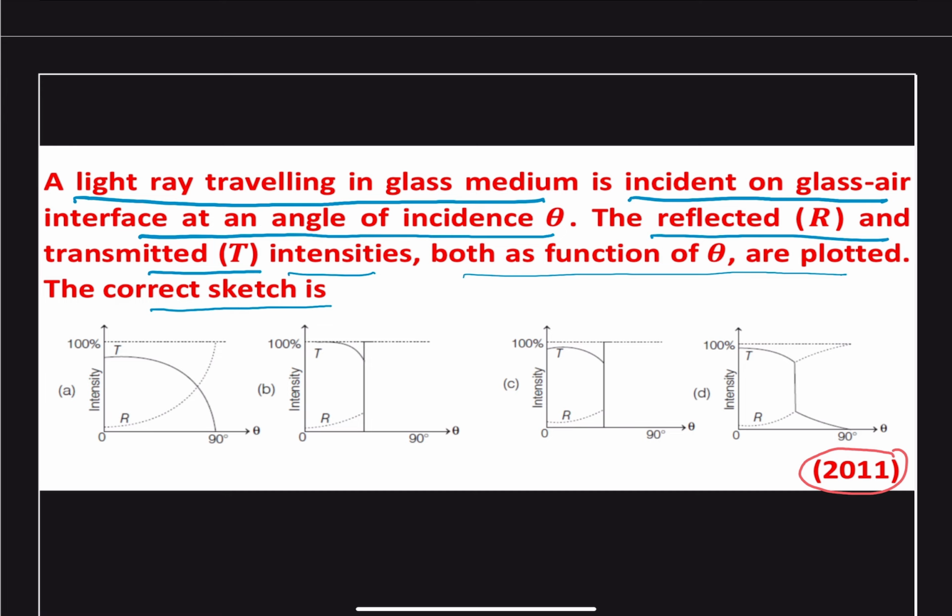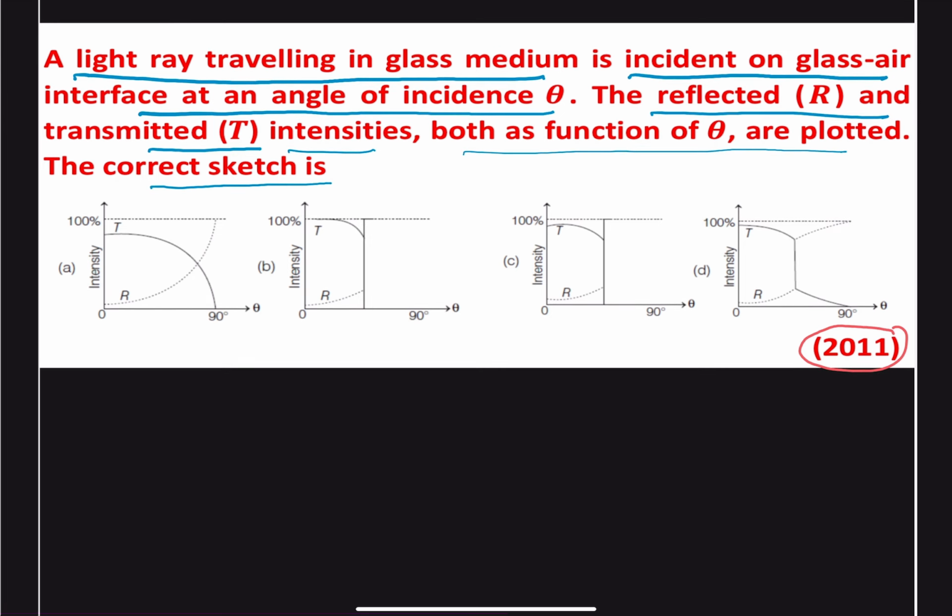So here it is given the light ray traveling in glass medium is incident on the glass air interface. Okay, so let us draw a figure. This is a glass medium, a ray of light that is traveling and making an angle of incidence as theta, and the ray is partially reflected as well as partially transmitted. So this is our transmission and this will be our reflected.